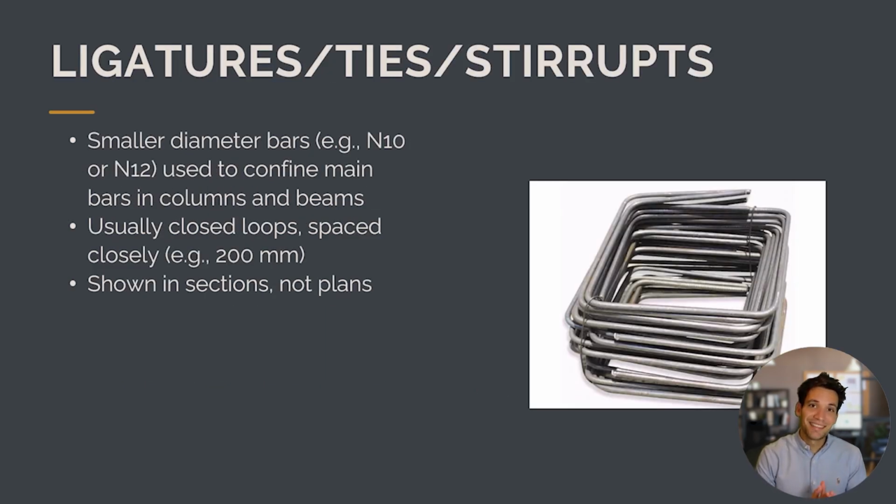Okay, the next one are ligatures, ties, or stirrups. These are smaller diameter bars, typically N10 or N12, used to confine the main bars in columns and beams. They're usually closed loops at something like 200 mil spacing, and they'll be shown in section views, not plan views. These take the big structural bars and hold them in position.